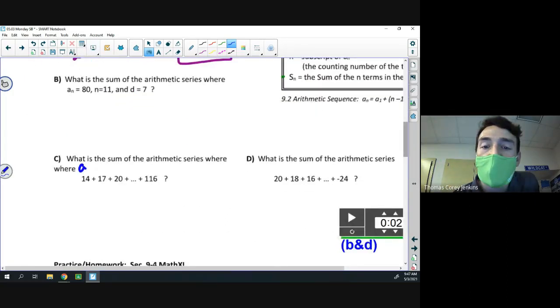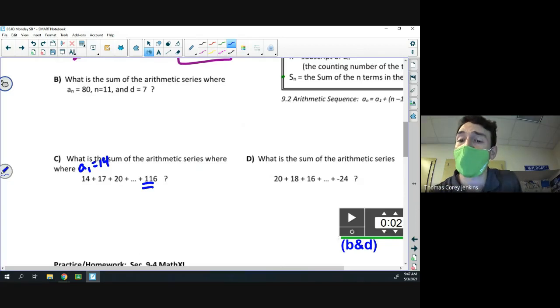14. What about a sub n? What's that going to be? That's going to be 116. So a sub n is just our last one of the sequence, whatever that is. So a sub n is 116.